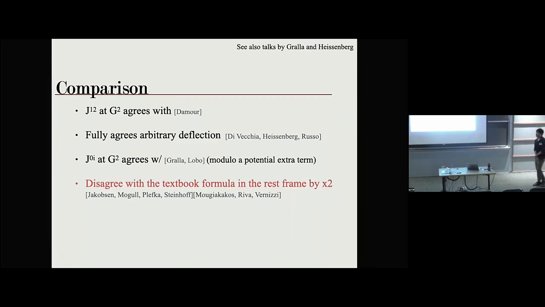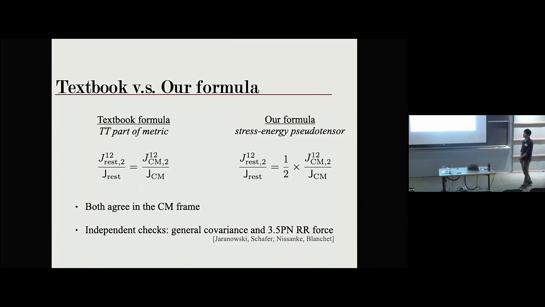So we're quite nervous, and as we should be, because we disagree with a very well-known formula. So what to do is to analyze this situation carefully. Just to recap, the difference is that in the center of mass frame, everyone agrees, so the two formulas give identical results. In the rest frame, however, the textbook says the ratio between radiated angular momentum and the original angular momentum is 1, the same as in the center of mass frame. In our formula, there's a factor of half between the rest frame and the center of mass frame.